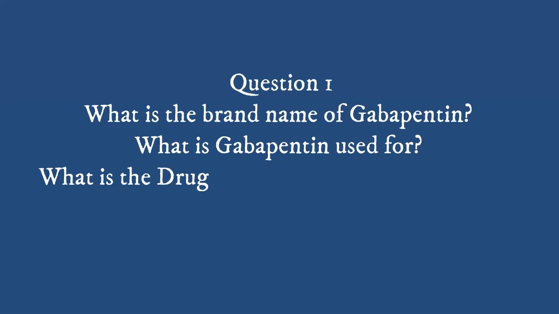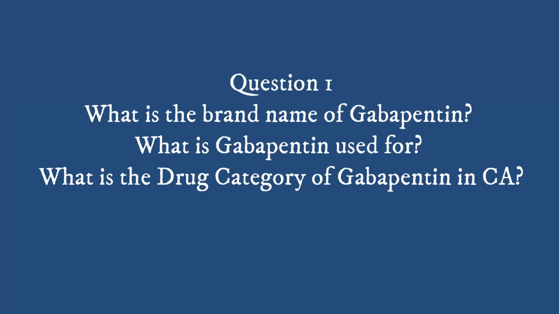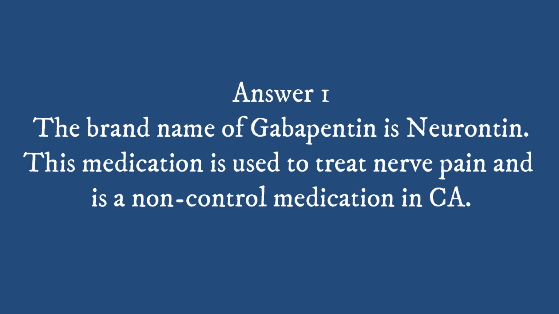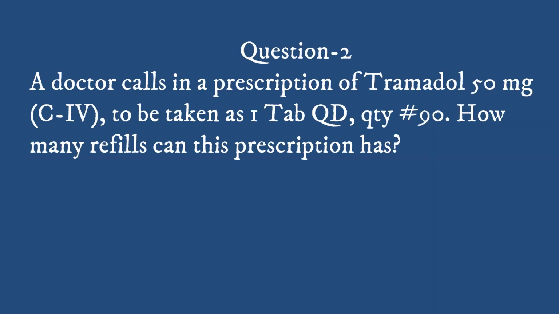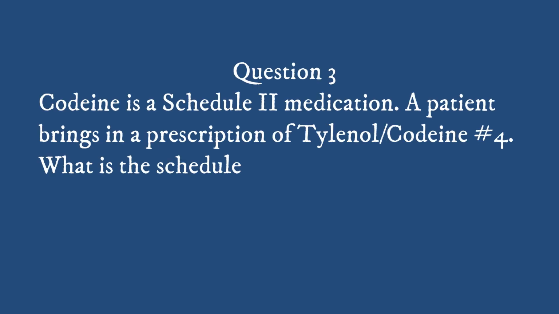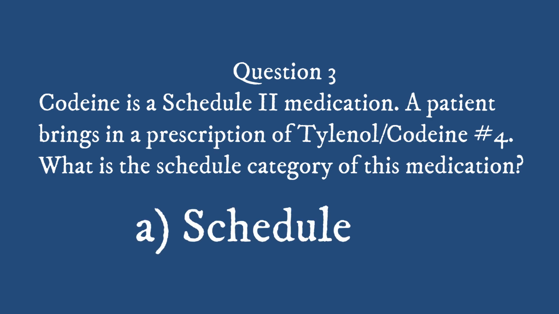Here on the screen, you can see I have the first knowledge check question. The question was about the name brand of the gabapentin, its use, and the control category. So the right answer is the name brand of gabapentin is Neurontin. The medication is used to treat nerve pain, and this is considered non-controlled medication in California. So for question 2, the option C is correct, which is 1 refill. On question 3, the correct answer is option A, Schedule 3 class.